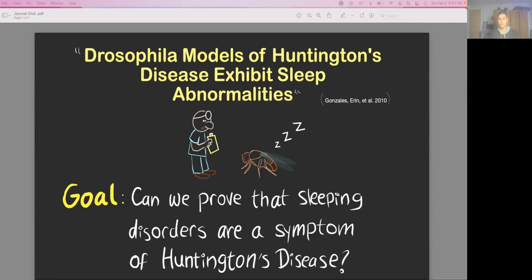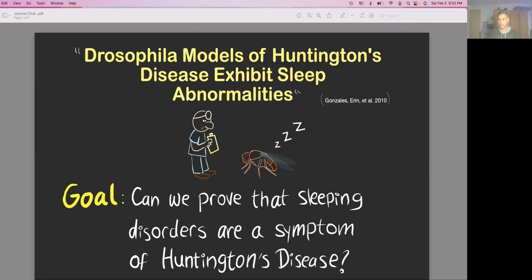Hi guys, today we'll be talking about a genetic experiment in Drosophila, a fly that we're using to model and study Huntington's disease. Now, data show that people that have this disease also experience sleeping disorders. So when Gonzales and Erin conducted this experiment in 2010, their goal was to prove that there is a correlation between a mutational Huntington's disease gene and sleep abnormalities.